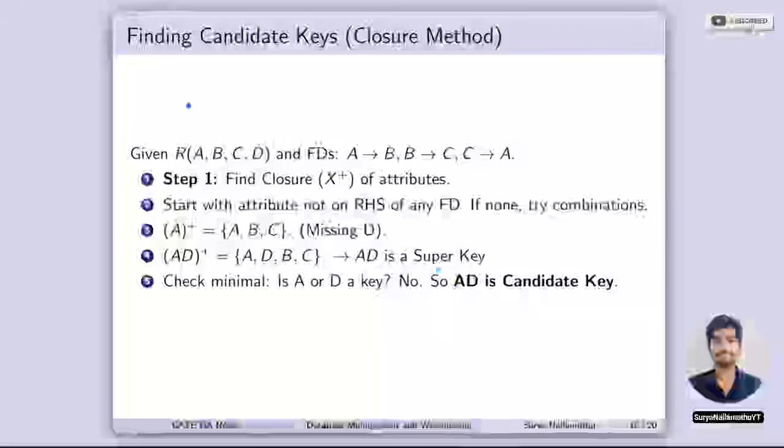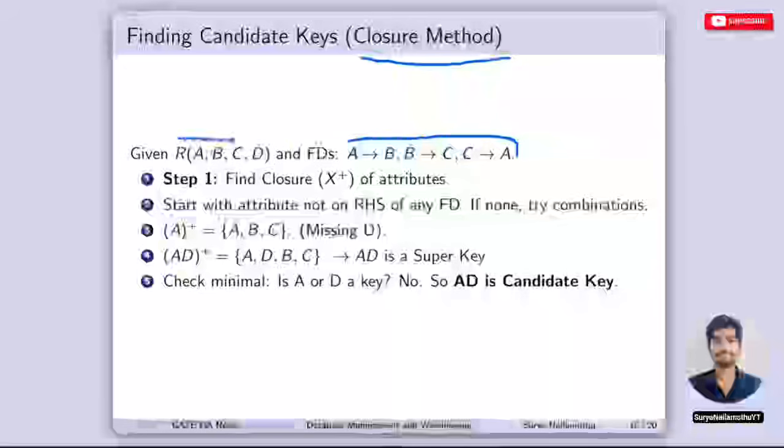Next, finding candidate keys by applying the closure method. First, let me make it very clear what is meant by the closure method. The closure method is very simple. First, let me observe R of A, B, C, D, right? And FD means functional dependency. The functional dependencies are A tends to B, B tends to C, and C tends to A. So these are our fundamental functional dependencies, right?